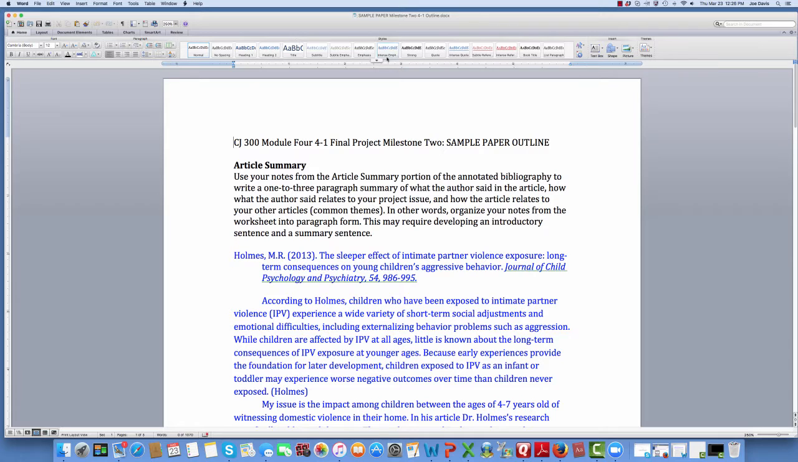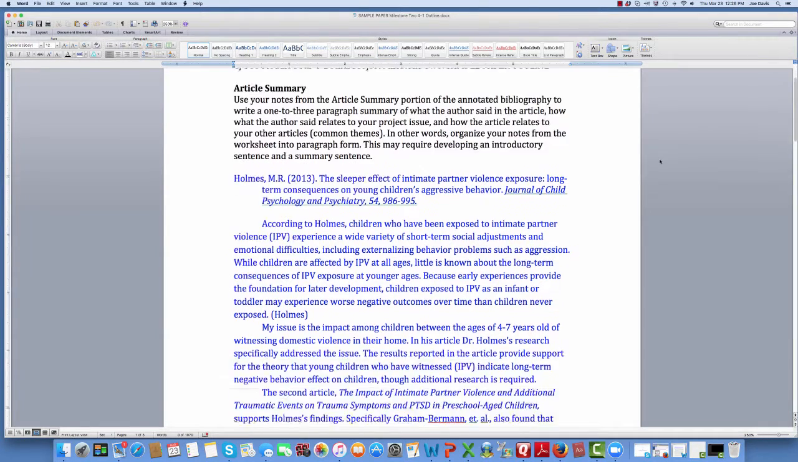Okay, here is the paper that I referred to as the outline paper. And what I tried to do to help you is, here's what the requirement is. Article summary, and this is straight out of the rubric.